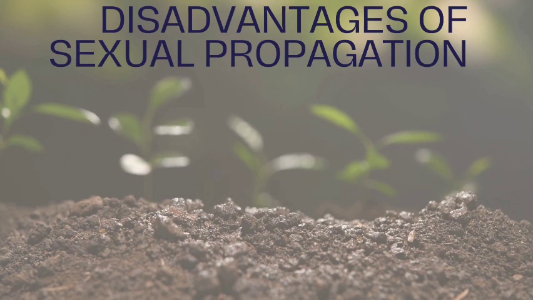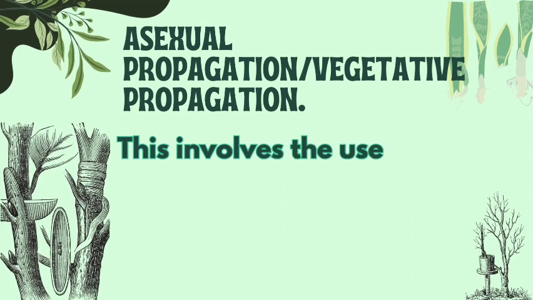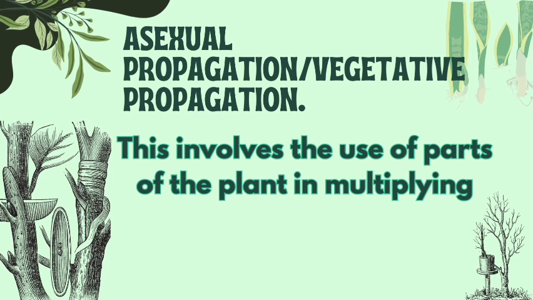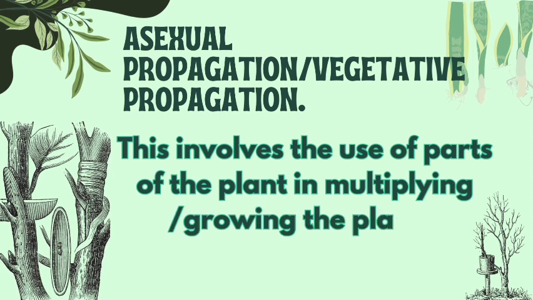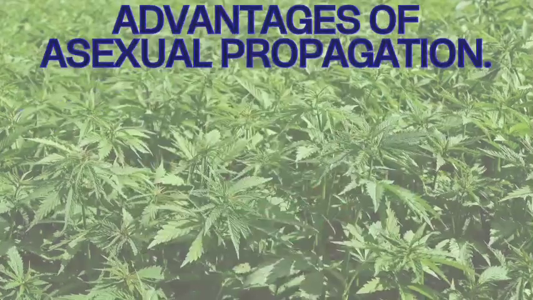Now let's move to asexual propagation. It is also known as vegetative propagation. This involves the use of parts of a plant in multiplying or growing the plant. It simply means using parts of a plant to create new plants from that same particular plant. Examples of plant parts to use: you can use the stem, you can use the leaves, you can use the suckers instead of using the seeds.